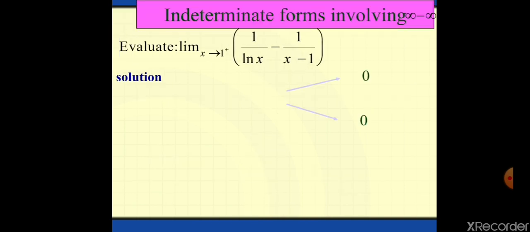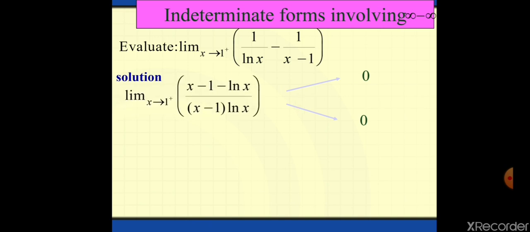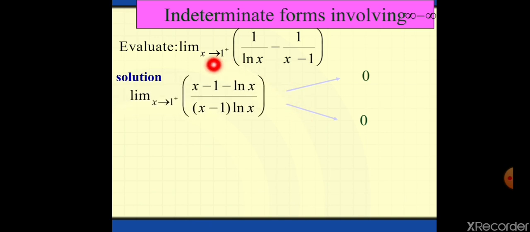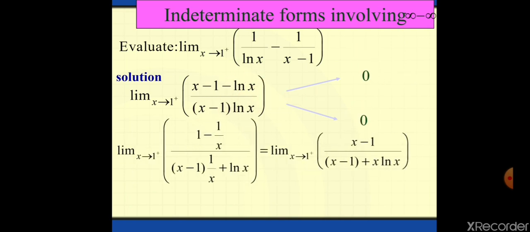Another example. Here we have the limit when x approaches 1 from the positive side of 1 over ln x minus 1 over x minus 1. You can find a common denominator here: ln x times (x minus 1), and by cross multiplication, 1 times (x minus 1) and negative 1 times ln x. If you try direct substitution, you find 0 over 0, so it doesn't make sense. You have to apply L'Hopital's rule.